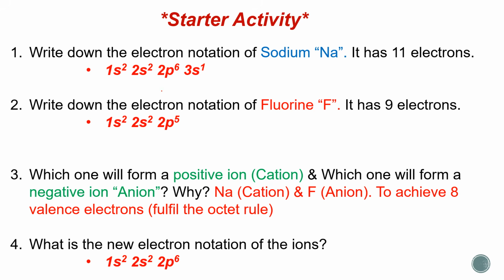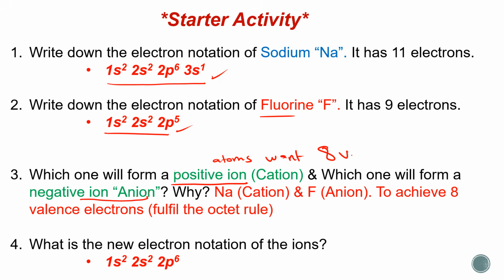Okay? So this is the electron configuration of sodium. And this is the electron notation of fluoride. So it tells you here in the question which atom is going to form a positive ion and which atom is going to form a negative ion. So to know which is going to form which, you should remember atoms want 8 valence electrons. They want 8 valence electrons, right?